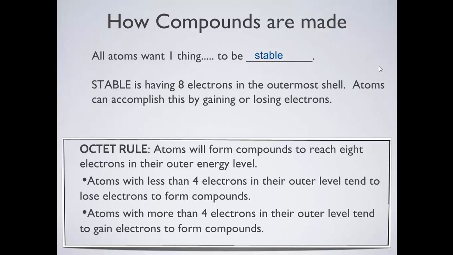Now, most atoms on your periodic table do not have 8 electrons in the outermost shell. Are there any that do have 8? Yeah. Like what? They're all in group 18. Group 18, like what? Neon, krypton, radon, xenon. Now, if they have 8 in their outer shell, are they stable? Yes. Most of the time.